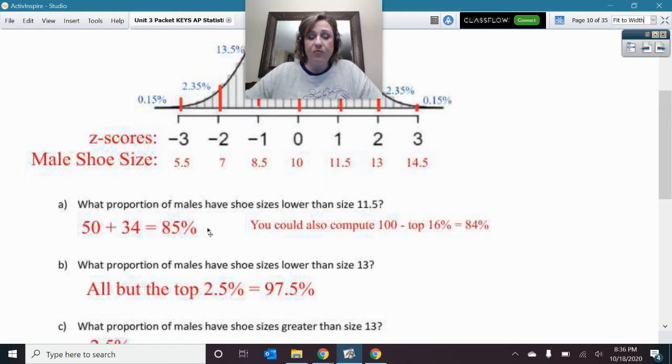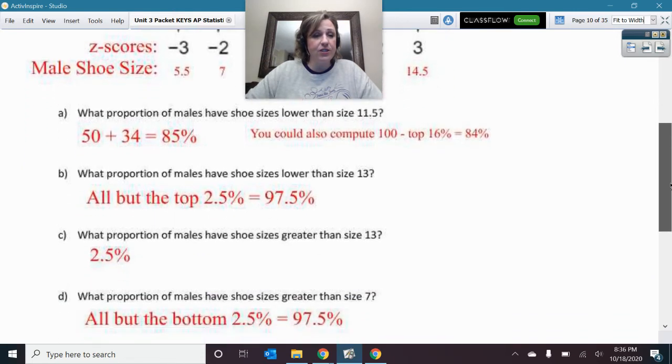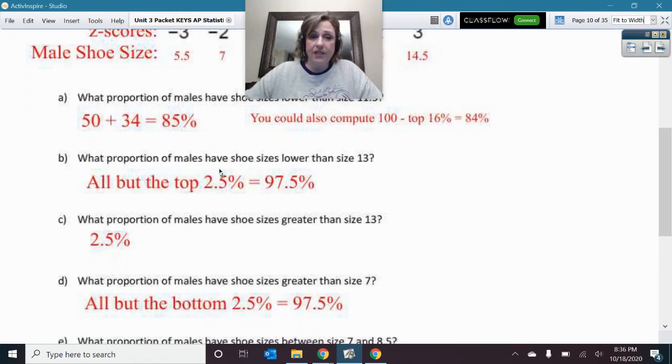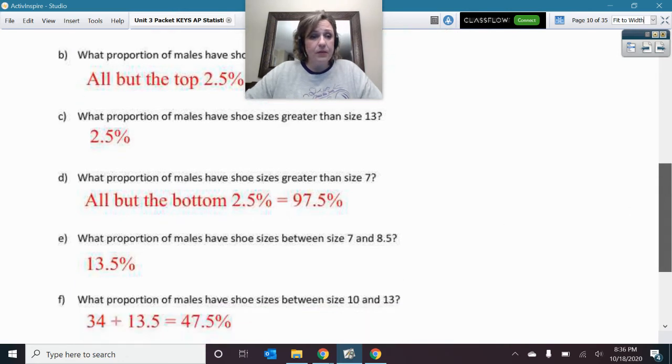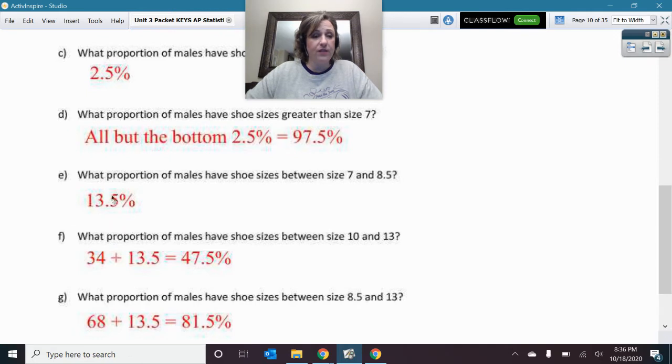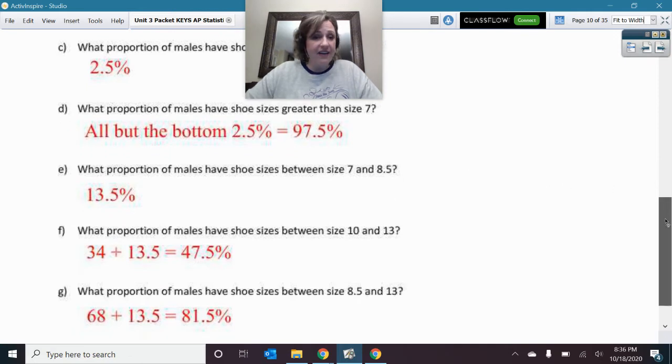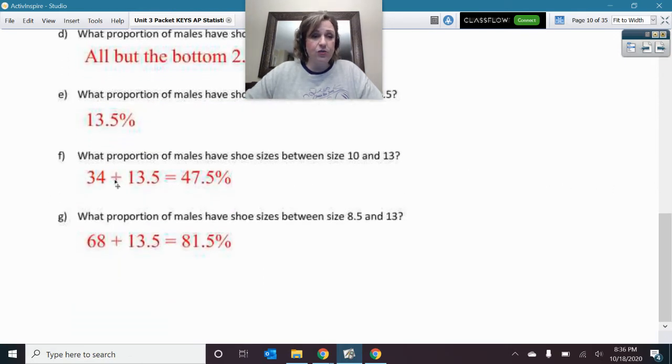And here we have 85%, because I added together the two sections. Of course, you could always do 100 minus the top 16%. Here is all but the top 2.5%. So that's 97.5. Here was that top 2.5%. This one was all but the bottom 2.5%. Okay, and here was just one of those sections, 13.5%. Here was those two sections together, and this was one standard deviation plus one more section.